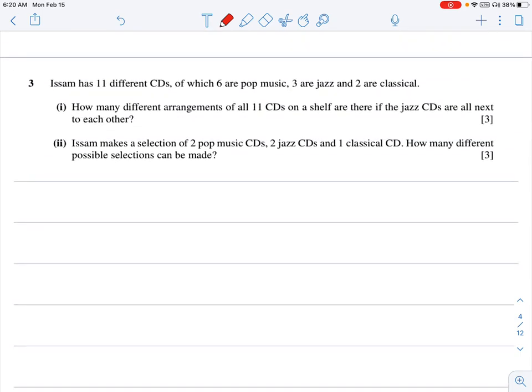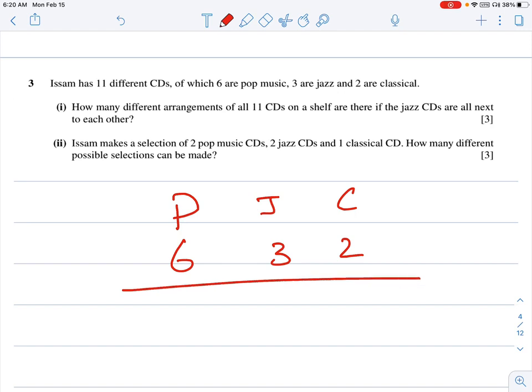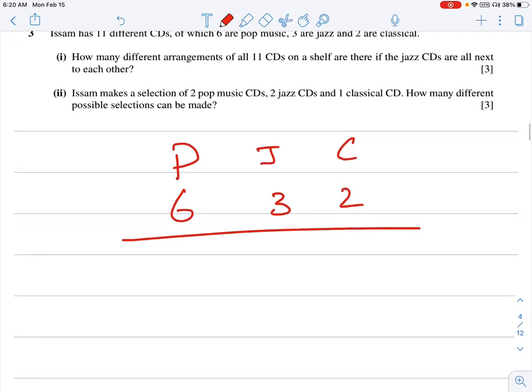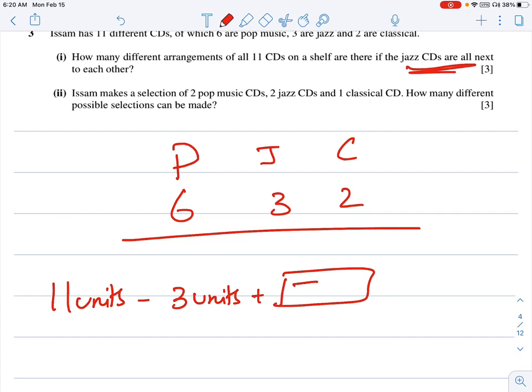Question number 3. Isham has 11 different CDs, of which 6 are pop. Pop are 6, jazz are 3, classical are 2. How many different arrangements are there if all jazz CDs are next to each other? So totally I have 11 units, minus all 3 jazz and taking all those jazz as 1 unit. So it becomes 9 units.